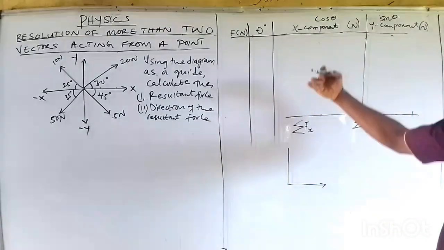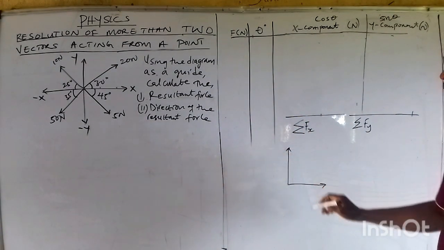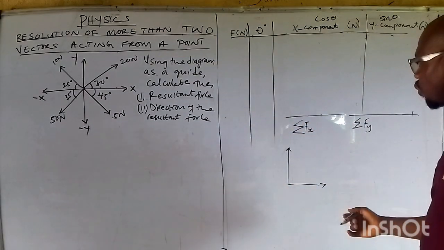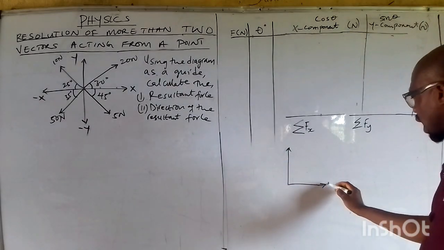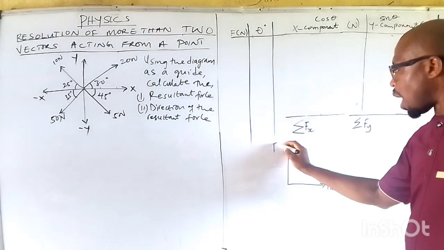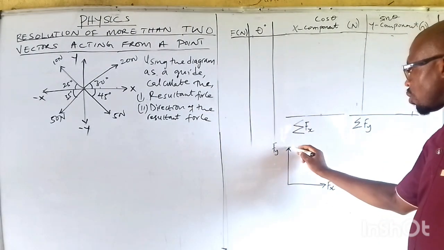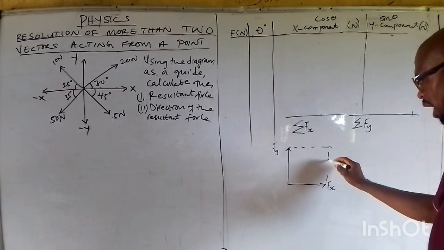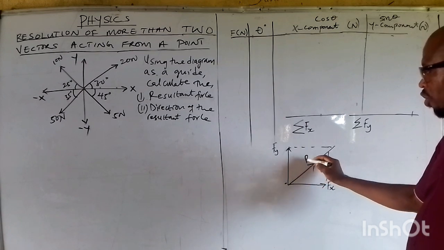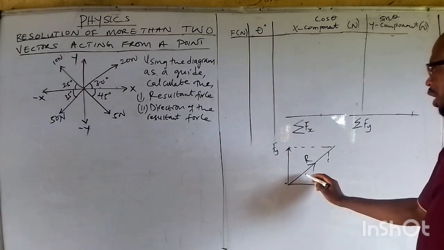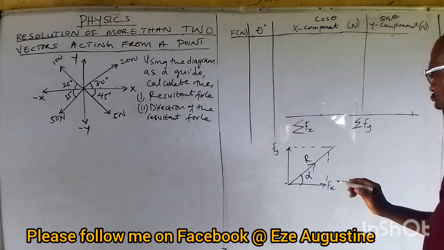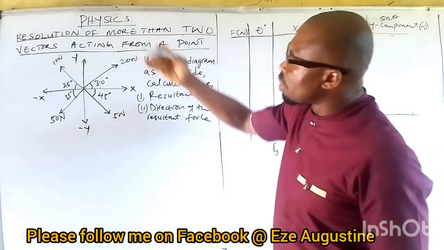If it gives you a positive value, you can have it like this. Assuming we have a negative, by the time we finish, let's see what it will give us. However, all the forces along the X component will be here, and all the forces along the Y component will be here. Once we do that, we complete this side and draw a diagonal. The diagonal here will give us the resultant force, while this angle here will give us our direction.